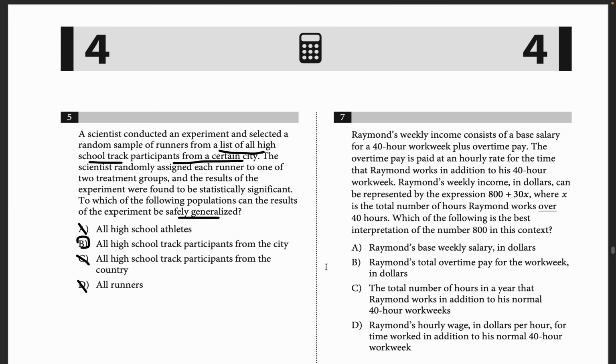Raymond's weekly pay. So there's a base salary plus the overtime pay for the 40-hour work week. Okay.